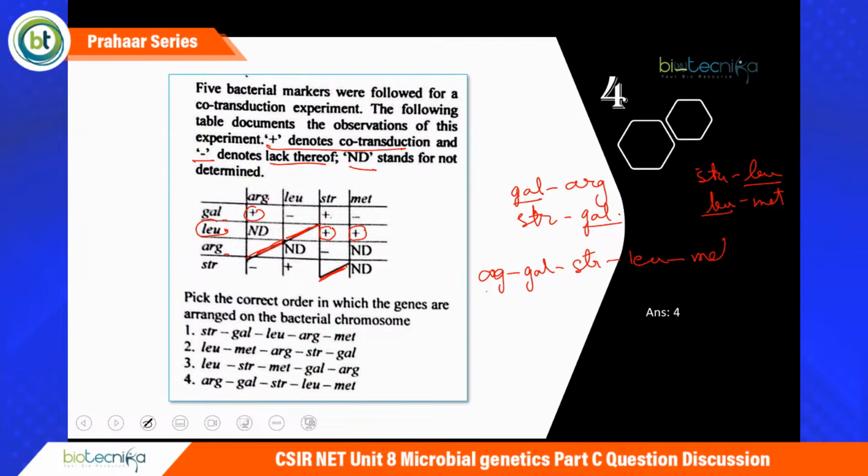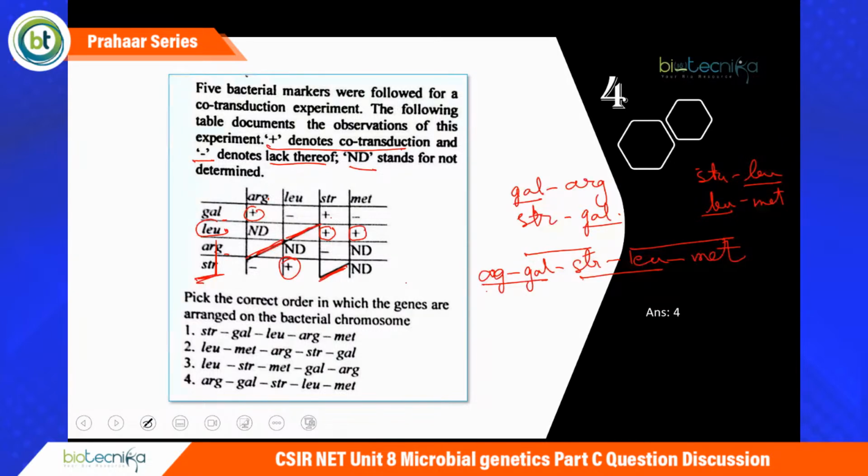Okay, so you have to analyze the result, formulate your combination, and then recheck whether all the findings that are given to you in the table or in any format are matching or not. ठीक है, तो हम फिलहाल ये लिखते हैं कि LEU is between STR and MET. Okay, and STR, if you see, is also co-transducing with LEU. Okay, so gal and arch can co-transduce, gal and STR can co-transduce, STR and LEU can co-transduce, and LEU and MET can co-transduce.